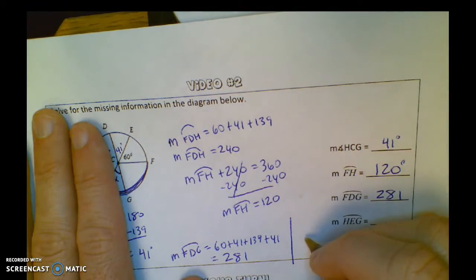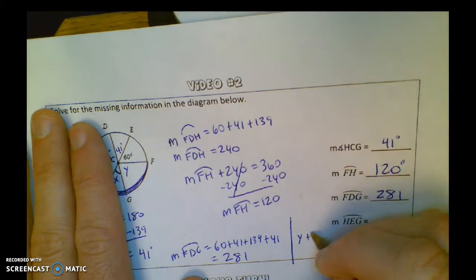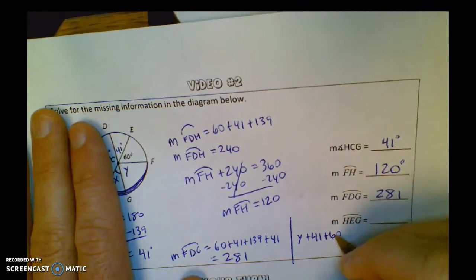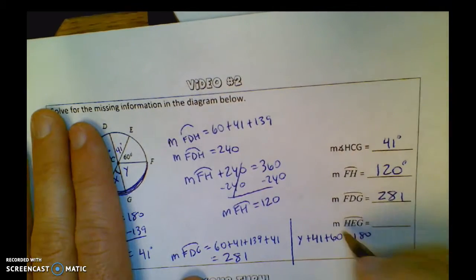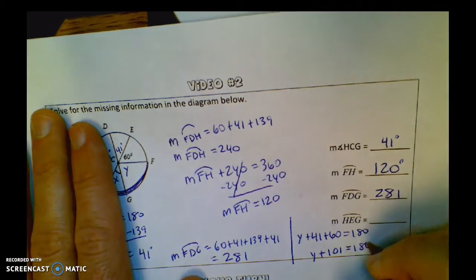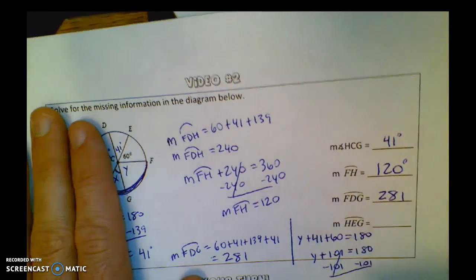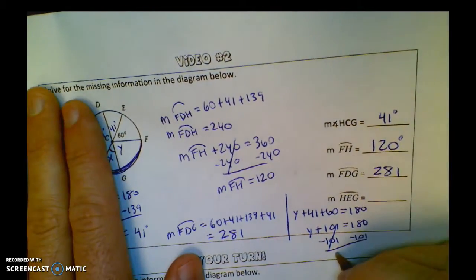So if I take, let's make this one y, so I have a different letter, y plus 41 plus 60 equals 180. You add those together and then subtract from 180 and you'll find what y is, and y is 79.